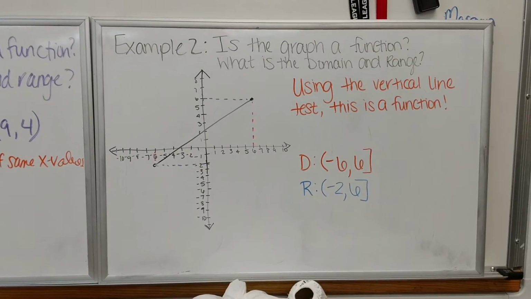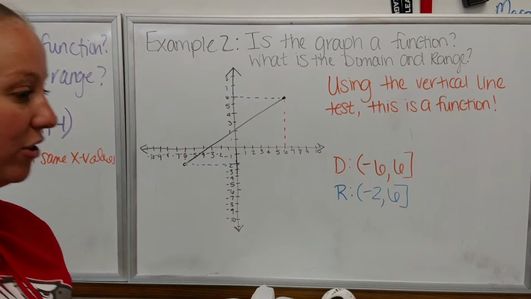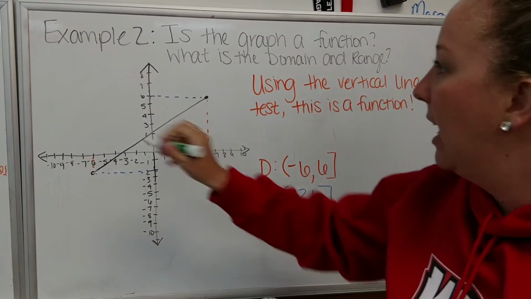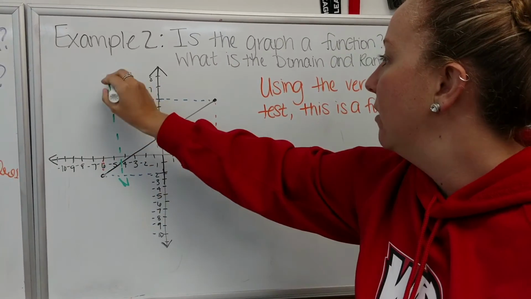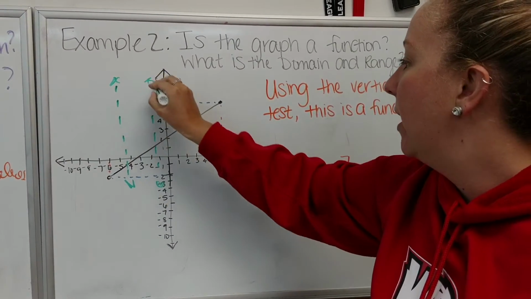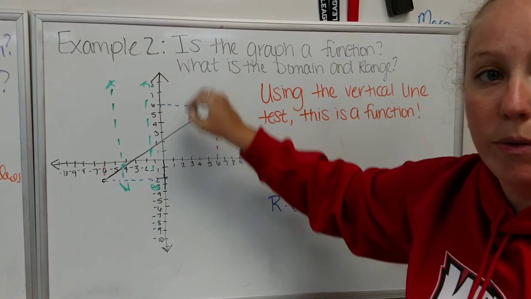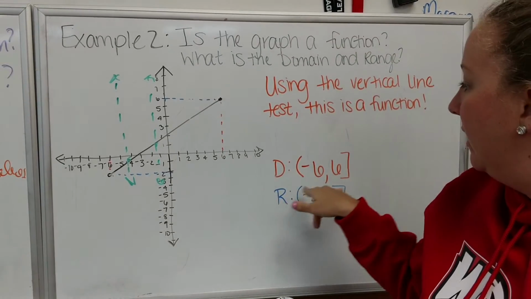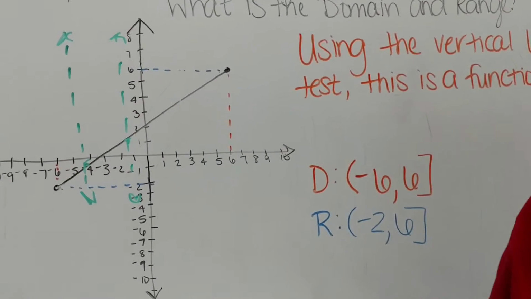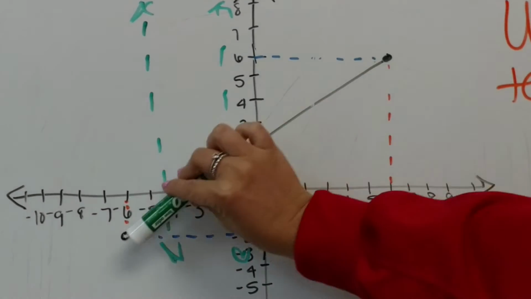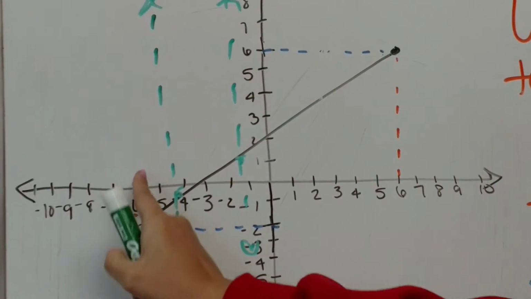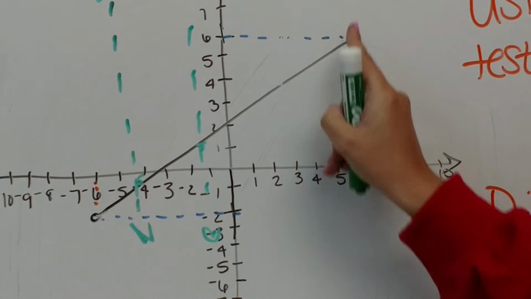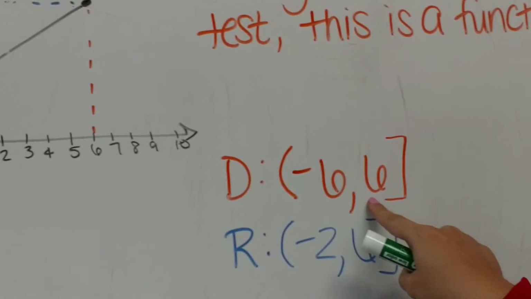And example 2 is the graph a function, and what is the domain and range? So this line is your graph, and the vertical line test tells you that it is a function because no matter where you draw your vertical line through this graph, it will only hit the line once. Your domain is going to be the set of x values that your graph travels through. So my graph goes from here to here. It starts at -6 on the x-axis, and it goes all the way until 6 on the x-axis. So it goes from -6 to 6.